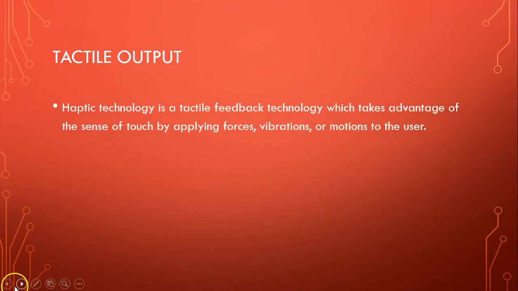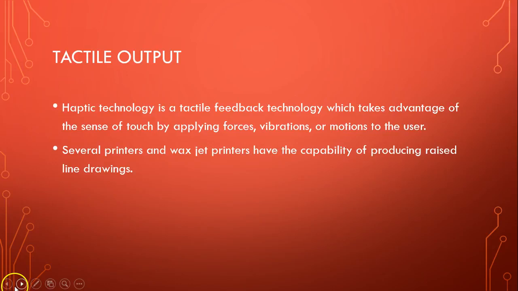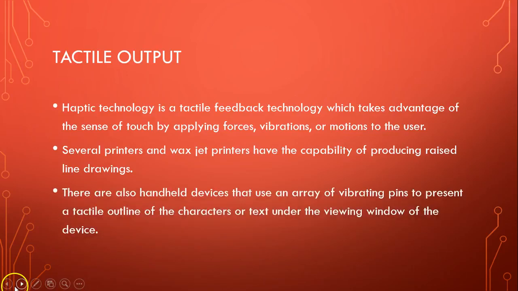Now, let's talk about the tactile output. Haptic technology is a tactile feedback technology which takes advantage of the sense of touch by applying things like forces, vibrations, or motions to the user. Right, so think about your phone vibrating. Now, several printers and wax jet printers also have the capability of producing raised line drawings. So that would be, for example, a 3D printer falling under tactile output. There are also handheld devices that use an array of vibrating pins to present a tactile outline of the characters or text under the viewing window of the device. So that falls into the thing we talked about for the blind.